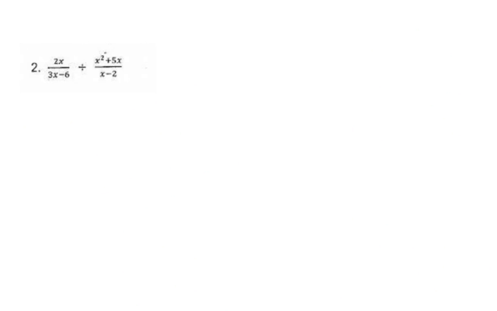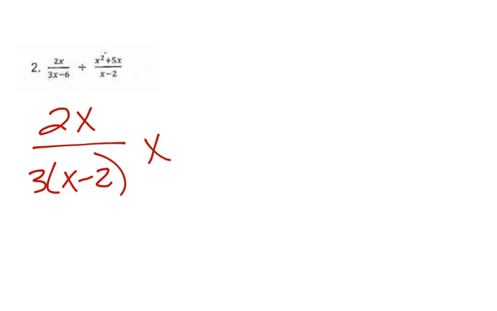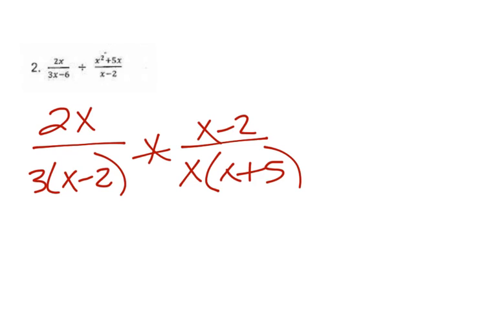Looking at number 2, it is a division problem. We're going to have to do leave, change, flip. So we leave the first one, 2x over. Notice that you can pull out a 3, and it leaves you x minus 2. Change to multiplication, and you're going to flip the second one. As I bring the x squared plus 5x to the bottom, I notice that I can pull an x out. So it leaves me x times x plus 5. The x minus 2 goes to the top.